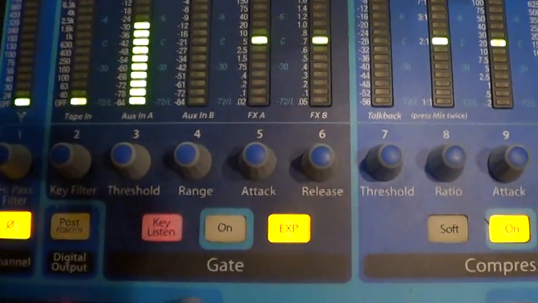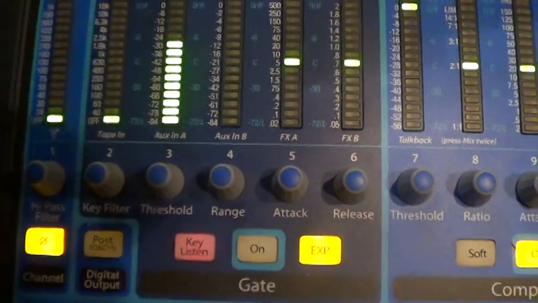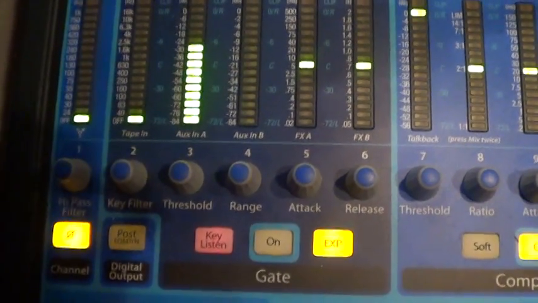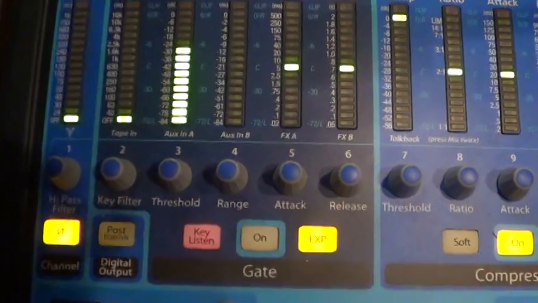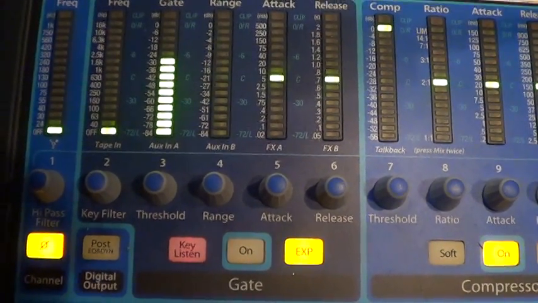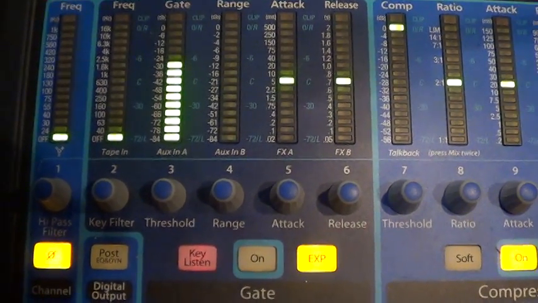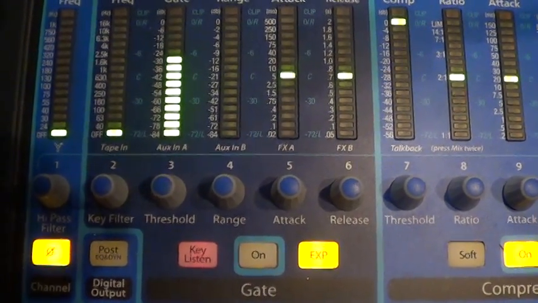Okay, so I'm going to talk about the noise gate area on this board. A noise gate is something that will basically turn off the microphone when it's not used to a certain threshold.